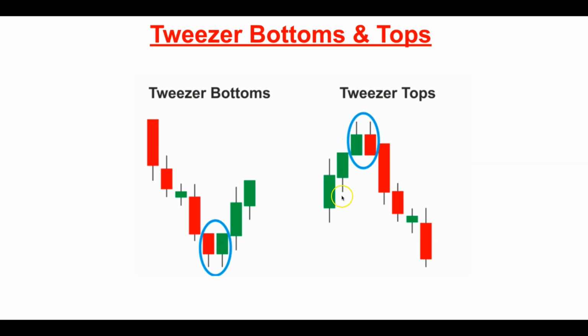And so in this example, we had a bullish uptrend, and then we had these tweezer tops. So the actual wicks ended roughly the same place, and the buyers could not push further up.